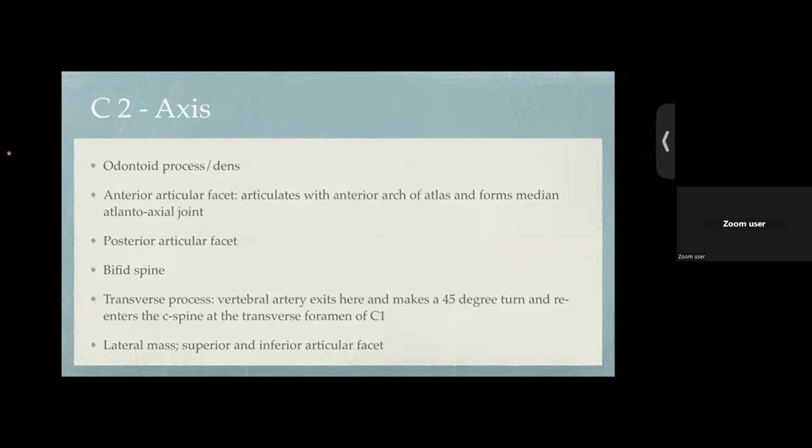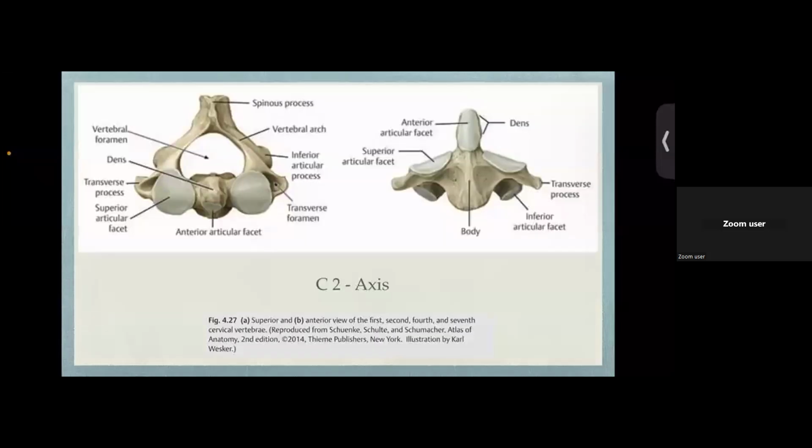So C2. C2 is also known as the axis. Special things about it: it has an odontoid process or dens, and an anterior articular facet that articulates with the anterior arch of the atlas to form the median atlantoaxial joint. It has a posterior articular facet and a bifid spine. Of note, at the foramen of the transverse process, the vertebral artery exits, makes a 45-degree turn and re-enters the C-spine at the foramen of the transverse process of C1. It also has a lateral mass, and superior and inferior articular facets.